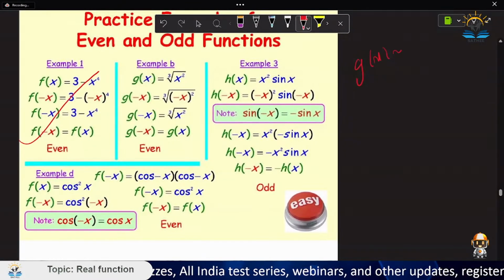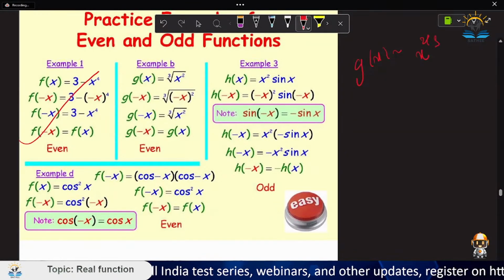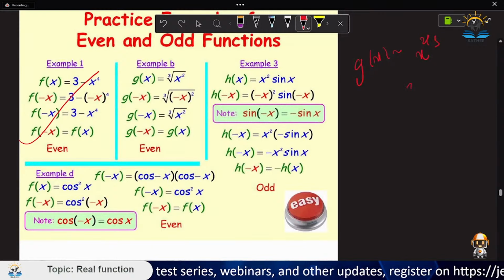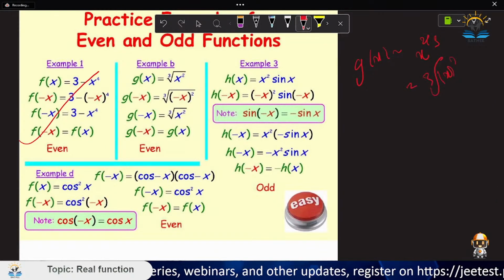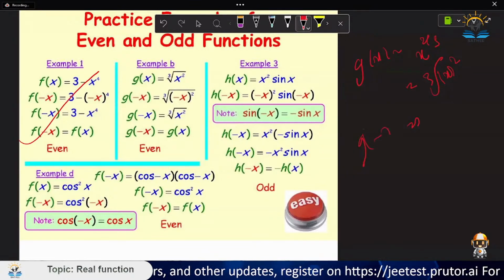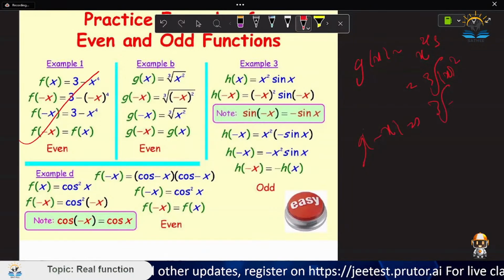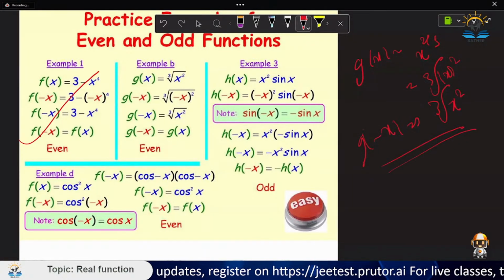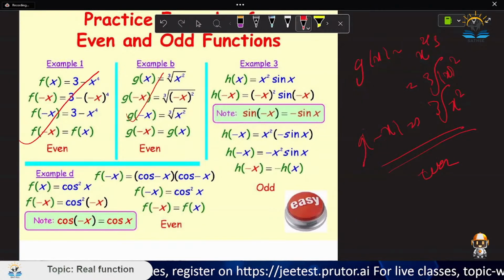g of x equals x to the power 2 by 3. We can write this as the cube root of x squared, right? As the question stated. So if we take g of minus x, we get this. It is remaining the same, so it is again even.